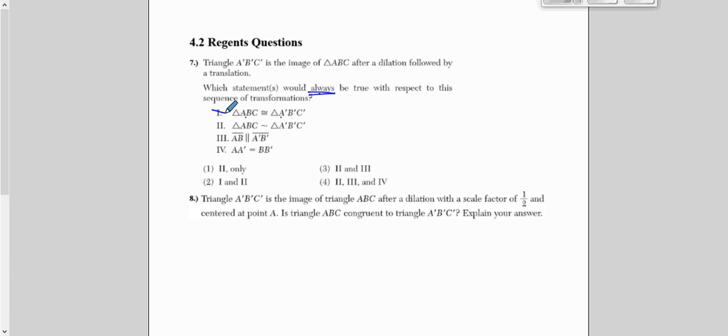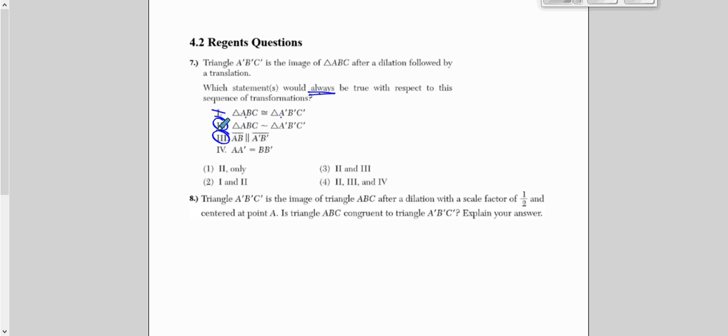What's number 2 say? Triangles ABC will be what? Similar, right? So that's always going to be true. What about this? AB parallel to A prime B prime. Well, if we have a dilation and the translation, it didn't get rotated or anything, right? So don't translations keep corresponding sides parallel? And don't dilations also keep corresponding sides parallel? So if you do both of those, that's got to be true all the time. Both of those keep corresponding sides parallel.